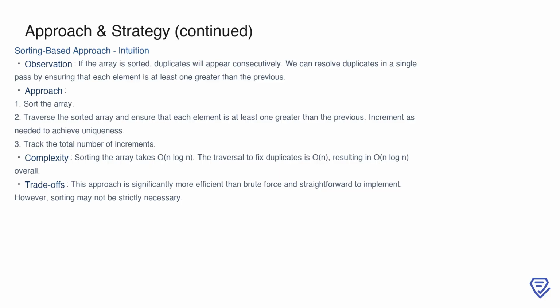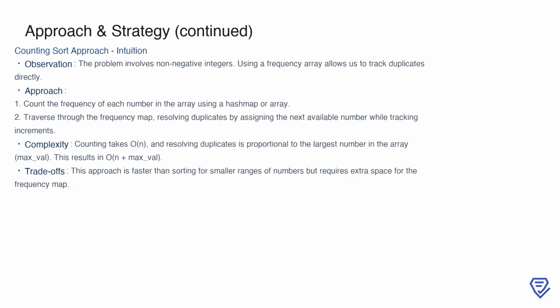Another approach we considered is using counting sort. This method takes advantage of the fact that the input consists of non-negative integers. By creating a frequency map, we can directly track how many times each number appears. As we iterate through the frequency data, duplicates can be resolved by assigning the next available number, while also keeping track of the total increments required.